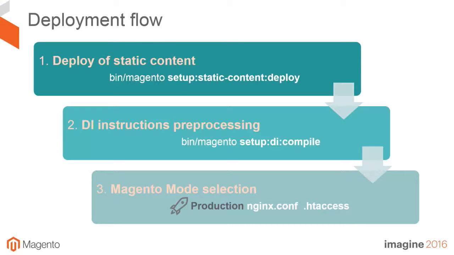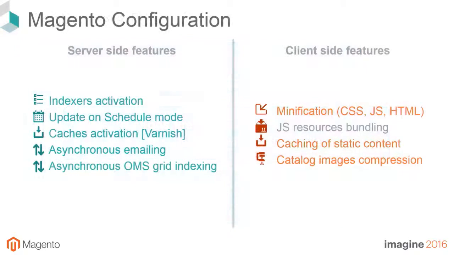And the final step is turning on the production mode. So remember, in case you develop something, you need to be in developer mode. In case you evaluate performance or prepare for production launch, it should be production mode. It can be set in the Nginx configuration or in the configuration file for Nginx, or in .htaccess for Apache. And there are definitely a bunch of Magento configuration settings that you would like to activate for getting better performance.